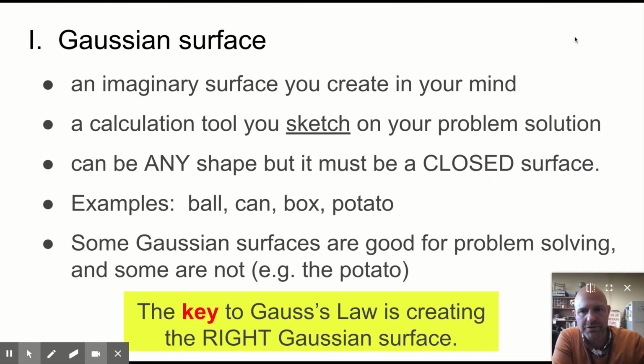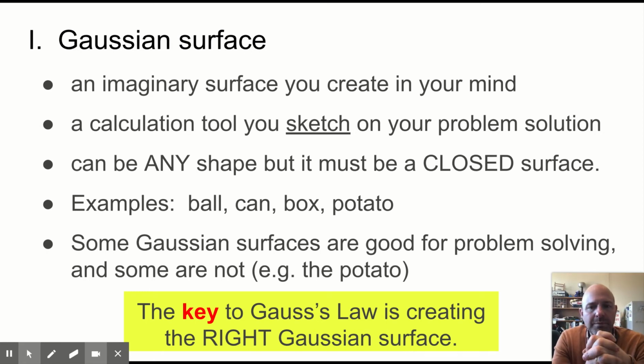So a Gaussian surface is not really there. It's an imaginary surface you create in your mind that you're using to help you understand what's going on in the world, to look at the electric field in the case of Gauss's law. You can sketch it to use in your problem. It could be any shape, but it must be closed. It can't have any holes in it. It can't be a box that's open on one side. It has to be a closed box.